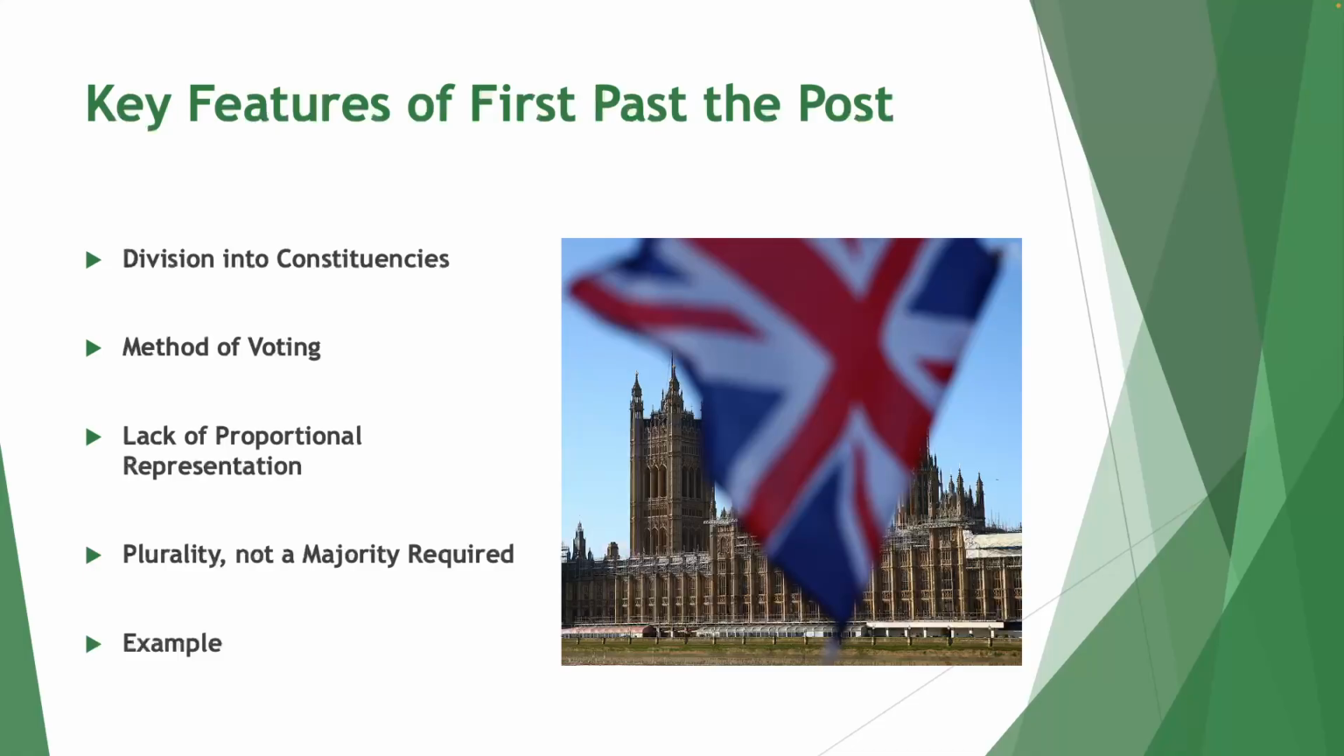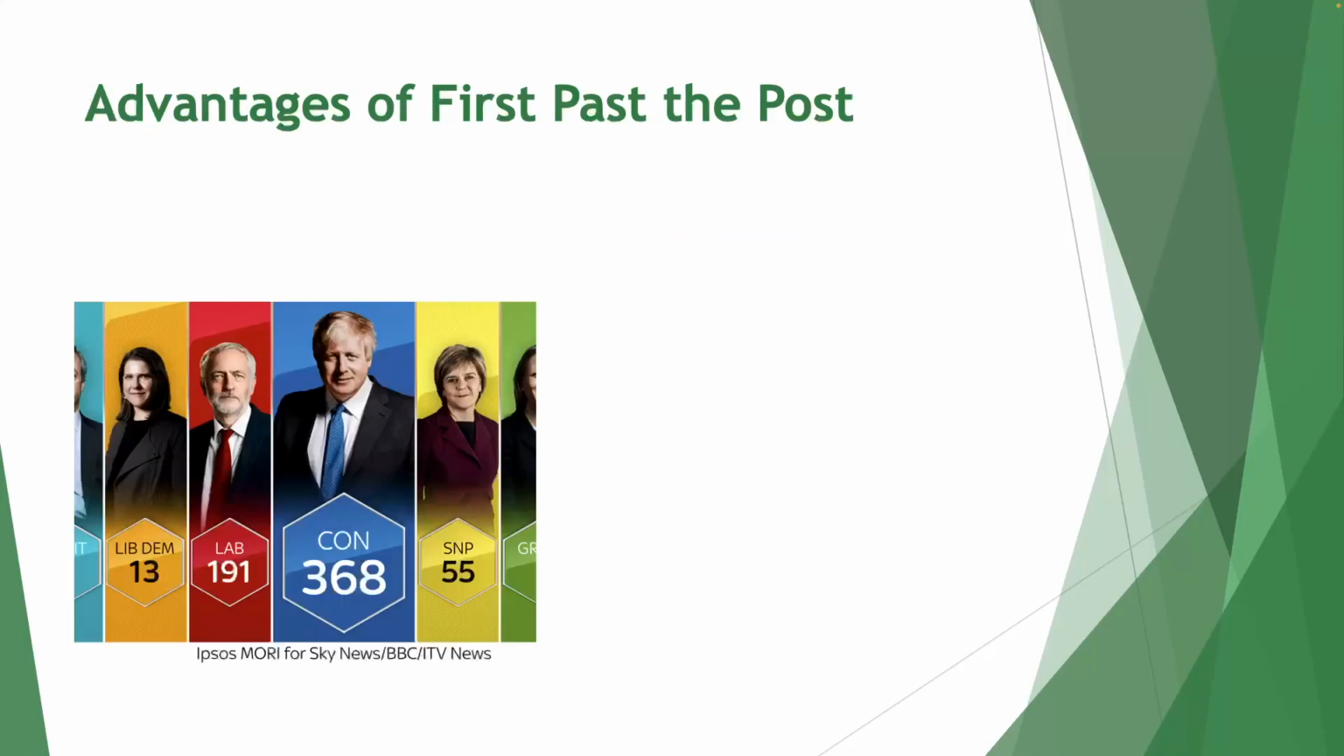Why do we have this system? Why is this a system that is in use? Well, there are advantages to this system. Okay, this is an example. I believe this is the 2019 general election, where you see the massive Tory majority and the failure of the Red Wall by the Labour Party.